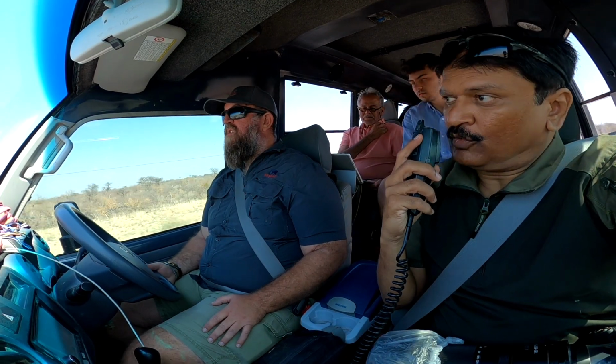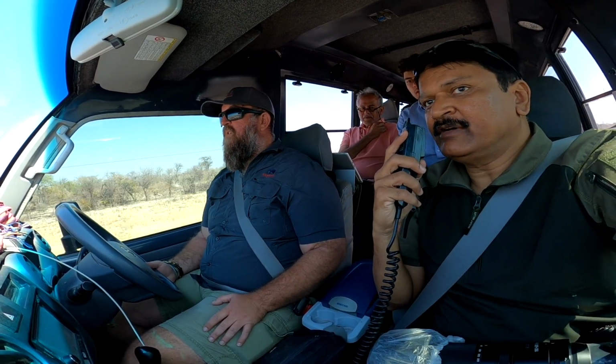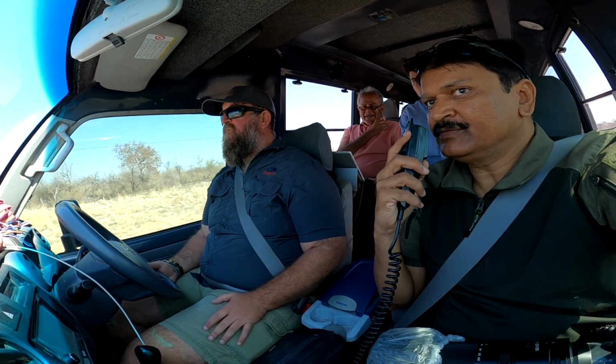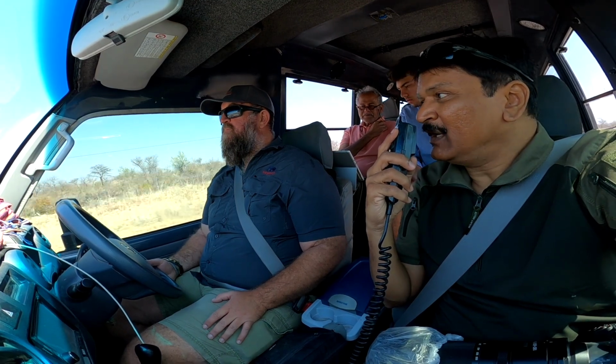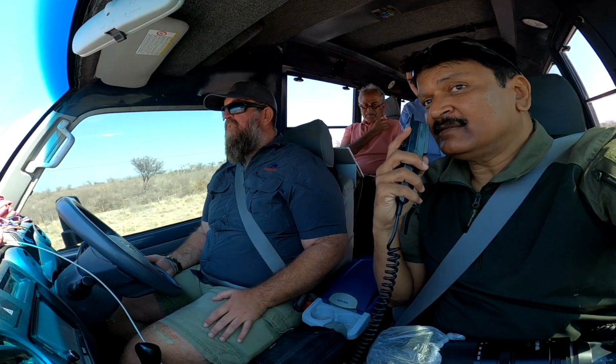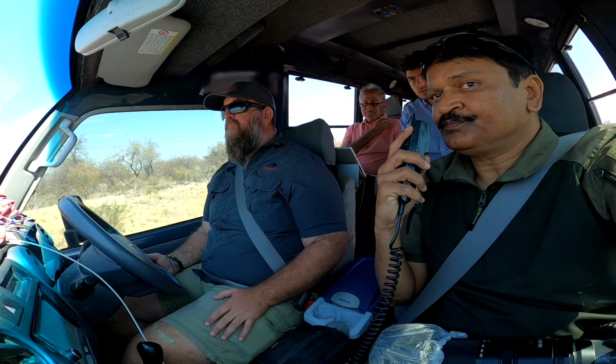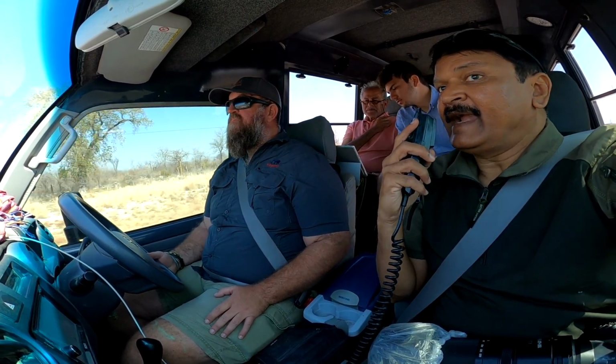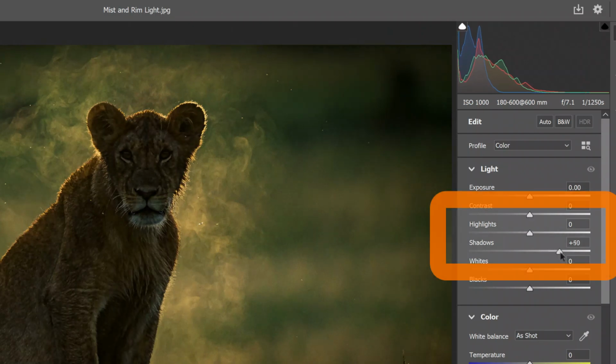Now I know that once I give a negative compensation in this case, what is going to happen is I will have a shadow, or my animal will be dark. So I know that. But I still shoot with negative compensation so that my highlights are taken care of, and in post-processing I can retrieve the shadow details.